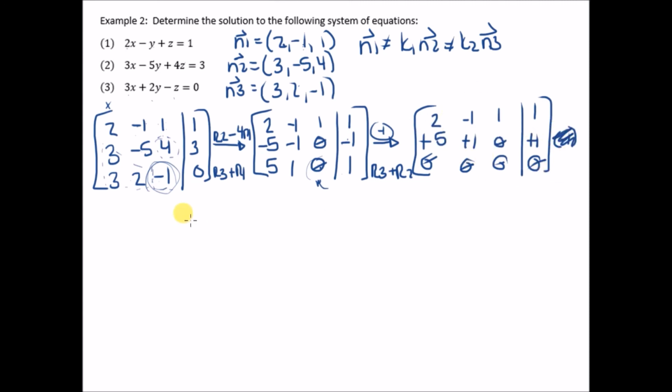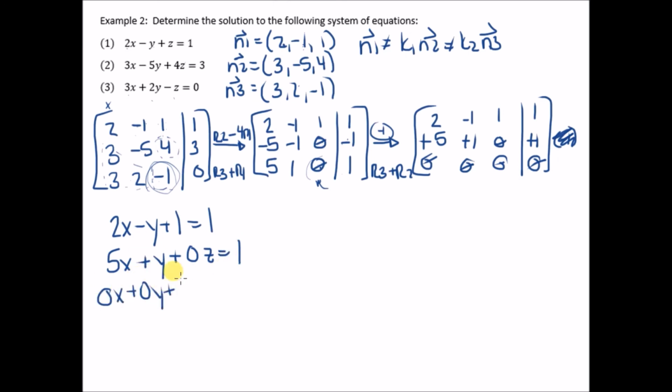Okay, so now what do we have? What this actually looks like in equations is 2x minus y plus z equals 1. We have 5x plus y plus 0z equals 1. And then we have 0x plus 0y plus 0z equals 0. And we've seen this before. What this means right here is that it has an infinite number of solutions.